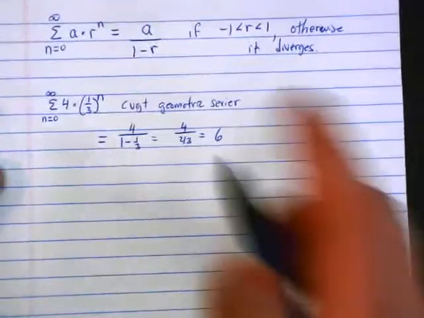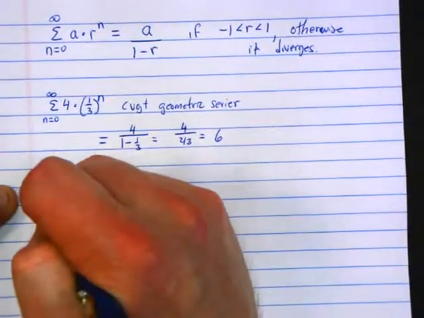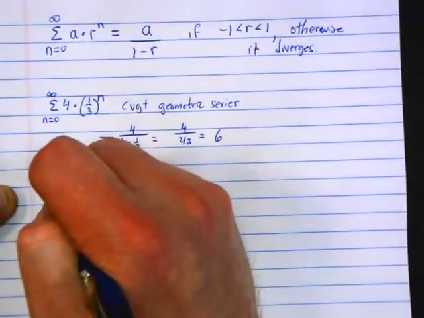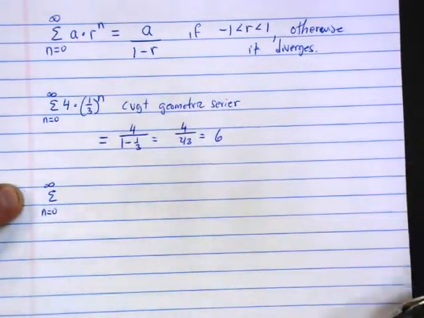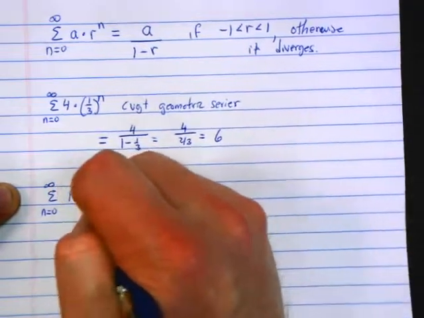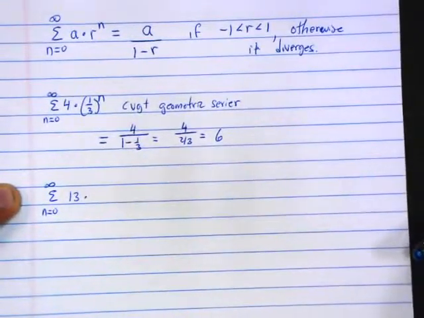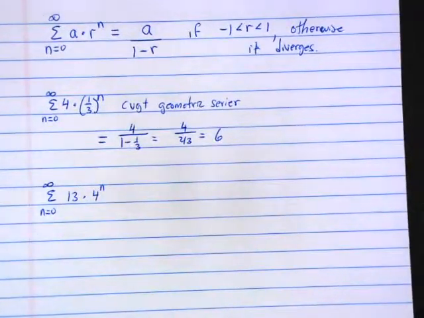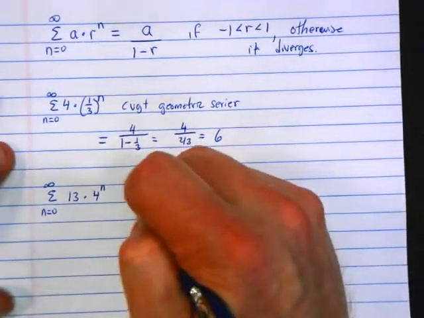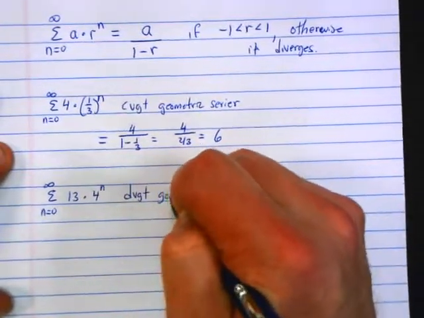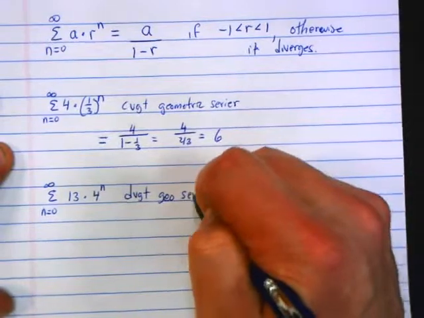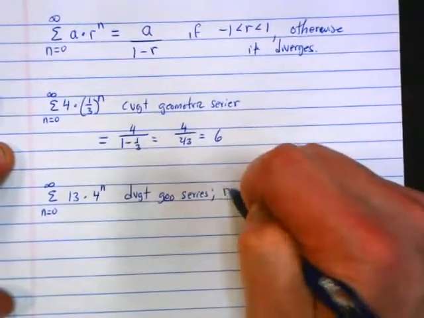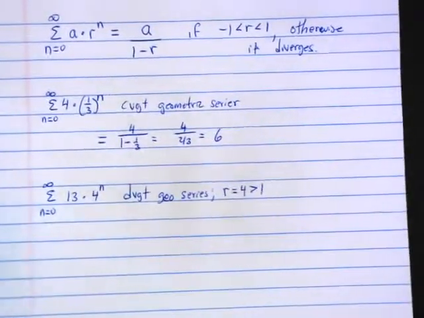All right, how about the sum from n equals 0 to infinity? I don't know, anybody got a number they like? 13 times 4 to the n. Diverges, how come? Divergent geometric series. r equals 4, which is bigger than 1.